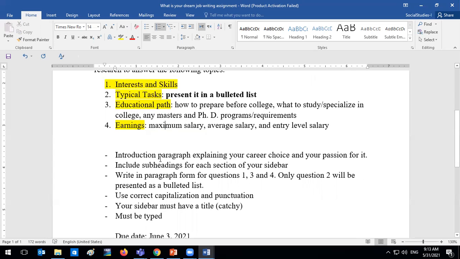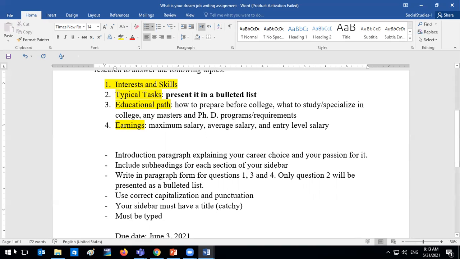Okay, you must include an introduction paragraph explaining what your career choice is and how your passion for it started. For example, Stephen Kutcher discusses that his passion started ever since he was a toddler, when he was collecting fireflies, running after the butterflies, and enjoying nature in New York City. You're going to include the following subheadings, 1, 2, 3, and 4, and you're going to answer questions 1, 3, and 4 in paragraph format. Question number 2 is the only one that's going to be answered in a bulleted list.